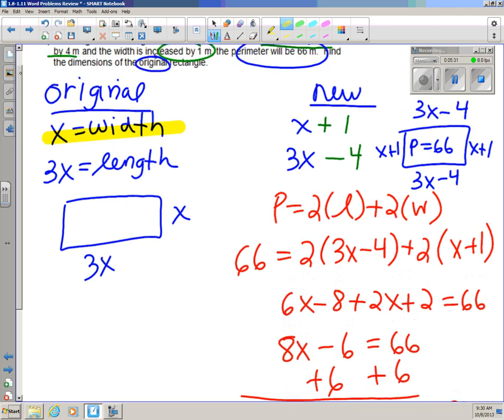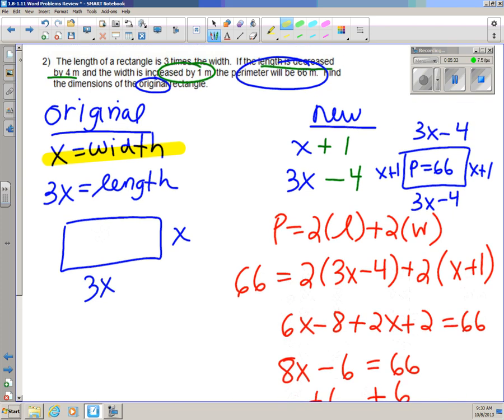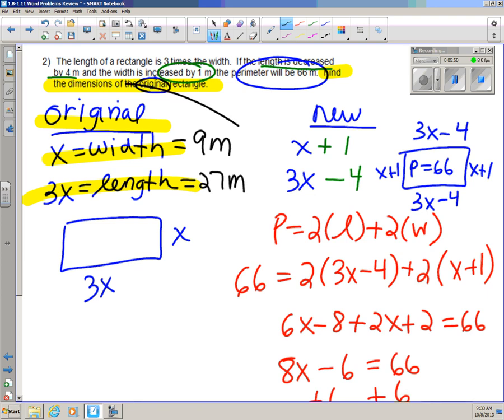But what's the question asking me? Find the dimensions of the original rectangle. So I do want to go back in here. So what that means is in the original rectangle, the width is 9 meters. The length is 3 times that amount, or 27 meters. This becomes your final answer.